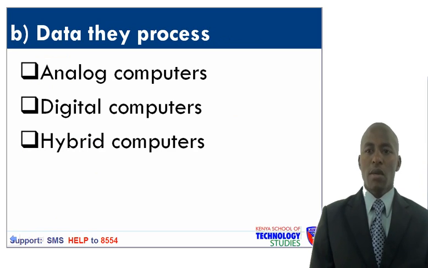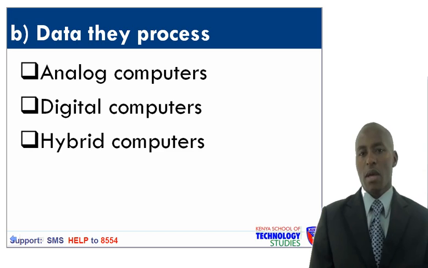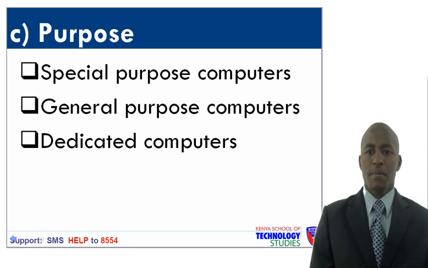Under data they process, we have 3 types of computers: analog computers, digital computers, and hybrid computers. Analog computers, these types of computers are used for measuring changes in physical magnitude, e.g. temperature and speed. We have digital computers that are normally used in commercial industries, and also they are used for performing mathematical computations through the use of binary numbers, that is ones and zeros. The last one is hybrid computer that has both characteristics of analog and digital computers.